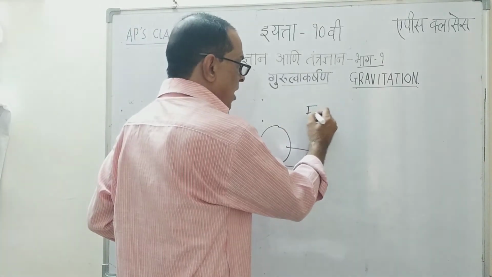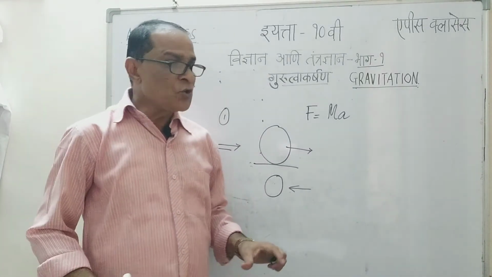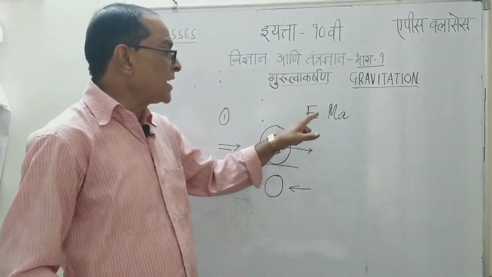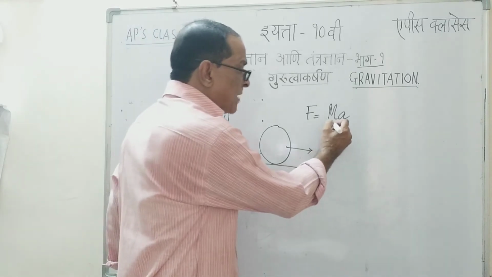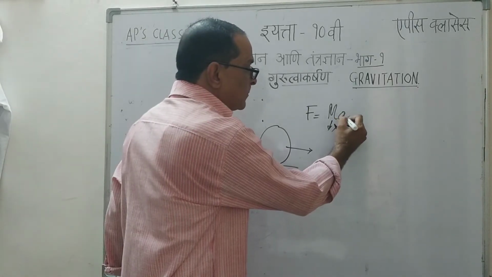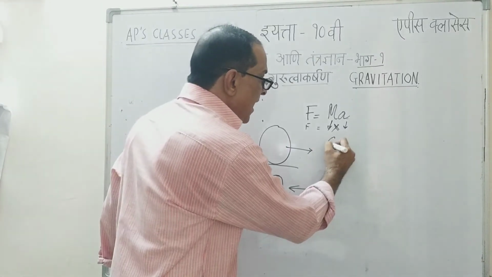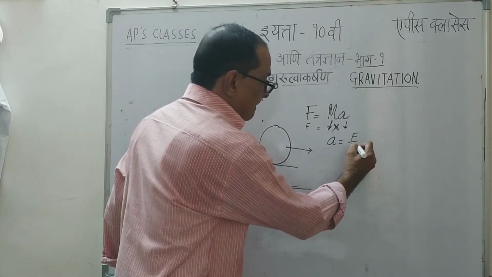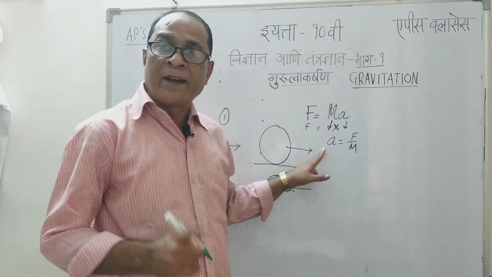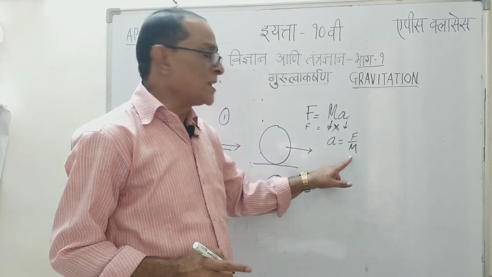F, force: how much is that force? Mass into acceleration. Suppose I want to move this object from this place to another place. What is the force that is required? That can be established from the mass of that object, multiplied by the acceleration, the speed at which you want to move it. That is the force. In other words, can I say A is equal to F upon M? The acceleration we can control, it is force divided by mass.